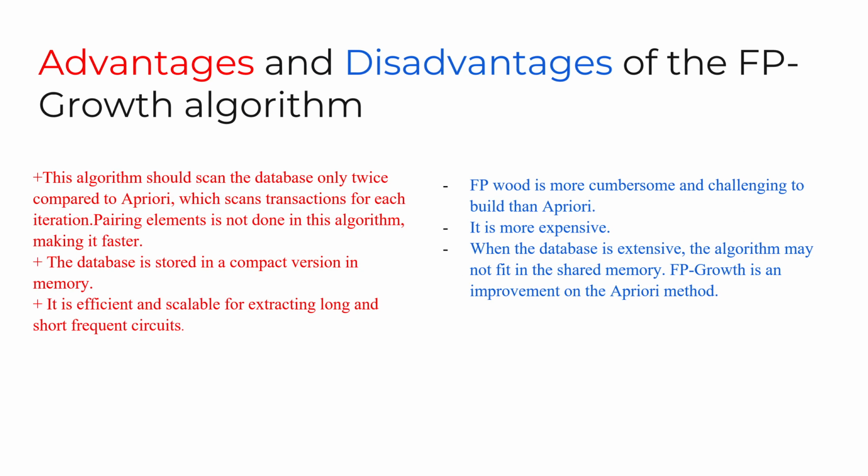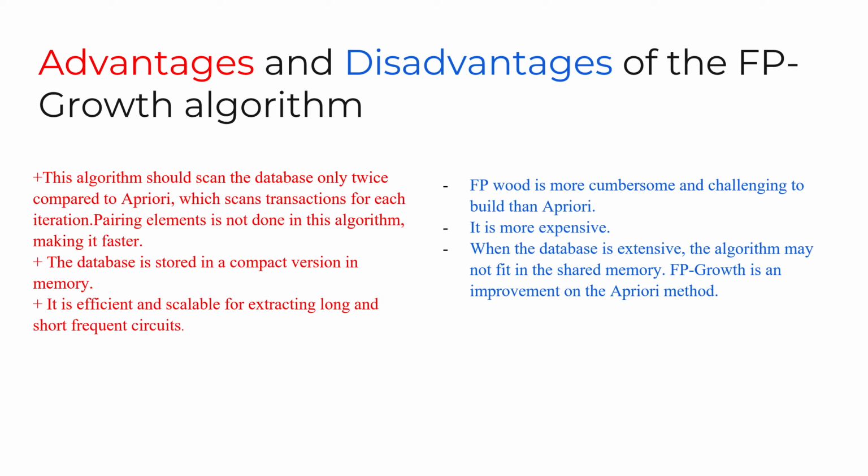Advantages and disadvantages of the FP growth algorithm. Advantages are: the algorithm scans the database only twice, compared to Apriori, which scans transactions for each iteration. Pairing elements is not done in this algorithm, making it faster. The database is stored in a compact version in memory. It is efficient and scalable for extracting both long and short frequent patterns.